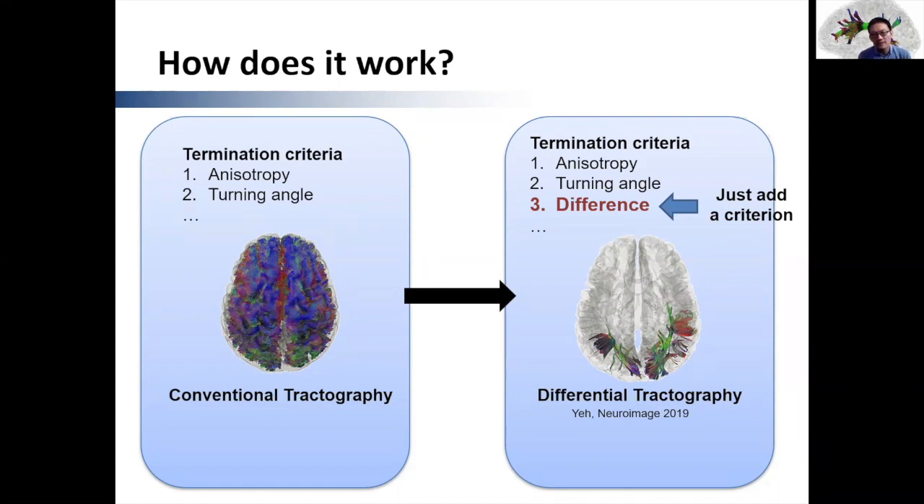Differential tractography inherits the same framework and just adds a simple new criterion, that is the difference of the metric we are interested in. For example, if we want to look at a decrease of FA, we could add a new criterion to track if the FA decrease is more than 10%. Then the tracking will map all the locations with tracks that have an FA drop of more than 10%. And this gives us a differential tractography.